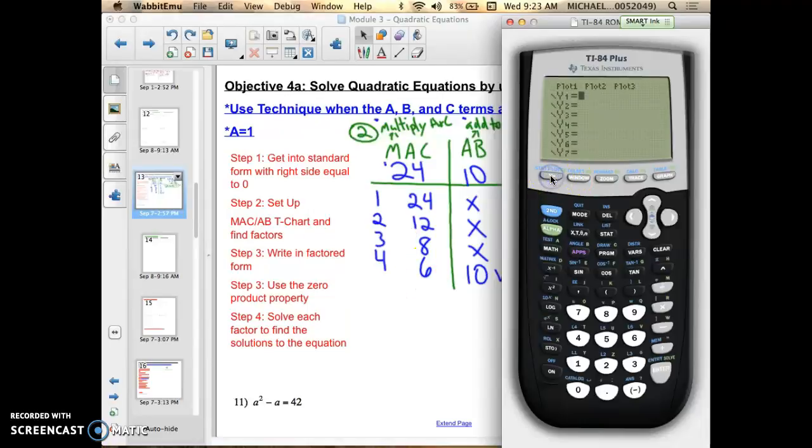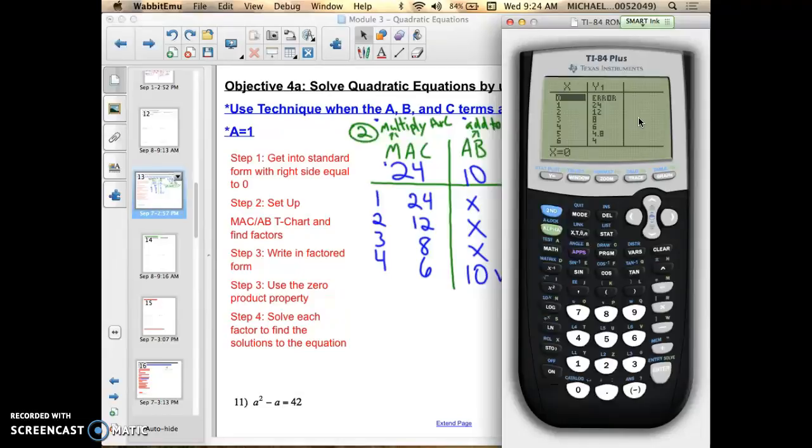If you pull up y equals, and you put the MAC term, whatever you have, so you'll still have to set up the T-chart, but whatever you have for the MAC term, you put that first, 24, and then you divide it by x. It's just a trick from the calculator, all right? And then I'm going to hit second graph to bring up a table. If you notice, there are my factors. The factor of 1 gives me a partner of 24. Factor of 2 gives me a partner of 12, 3 gives me 8, 4 gives me 6, 6 gives me 4.